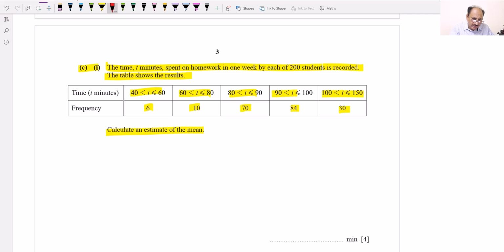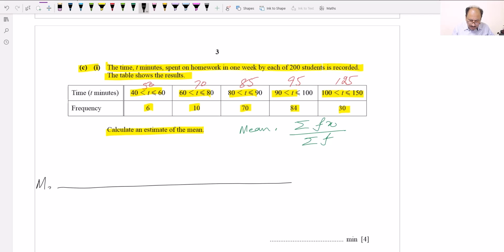Middle of 40 and 60 is 50, and middle of 60 and 80 is 70. Similarly, this will be 85 middle, and this will be 95, and this one will be 125. Now we know that the formula for mean is what? Mean is equal to sigma fx over sigma f. So this is the formula which we will be using.